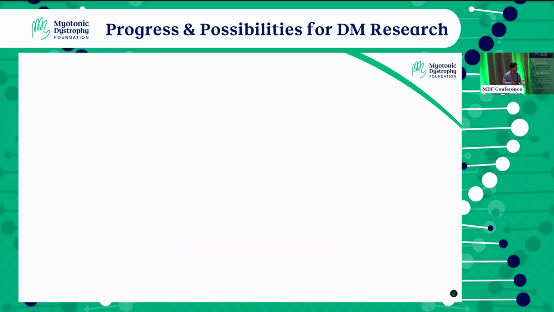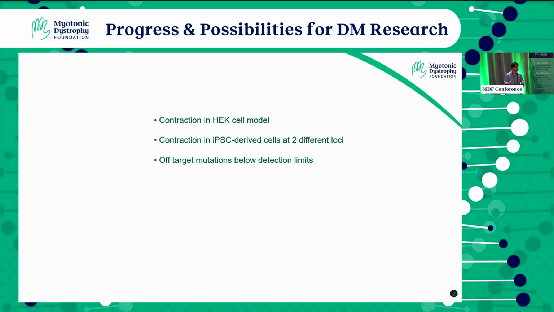So if I make a quick summary about the data today, we have contraction in a HEK cell model. That was our proof of concept showing that we could contract CAG repeats. We have contraction in iPS-derived models with neurons and astrocytes for DM1. We have off-target mutation, which is below the detection limit. We have contraction in the HD mouse model. We have reduction of mutant Huntingtin aggregates, and we have restoration of some behavior.